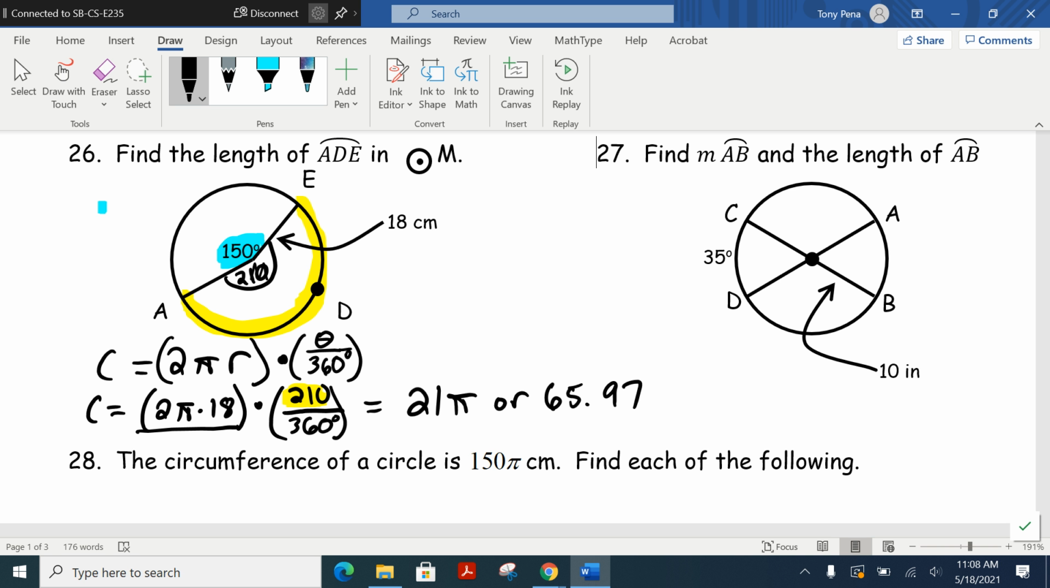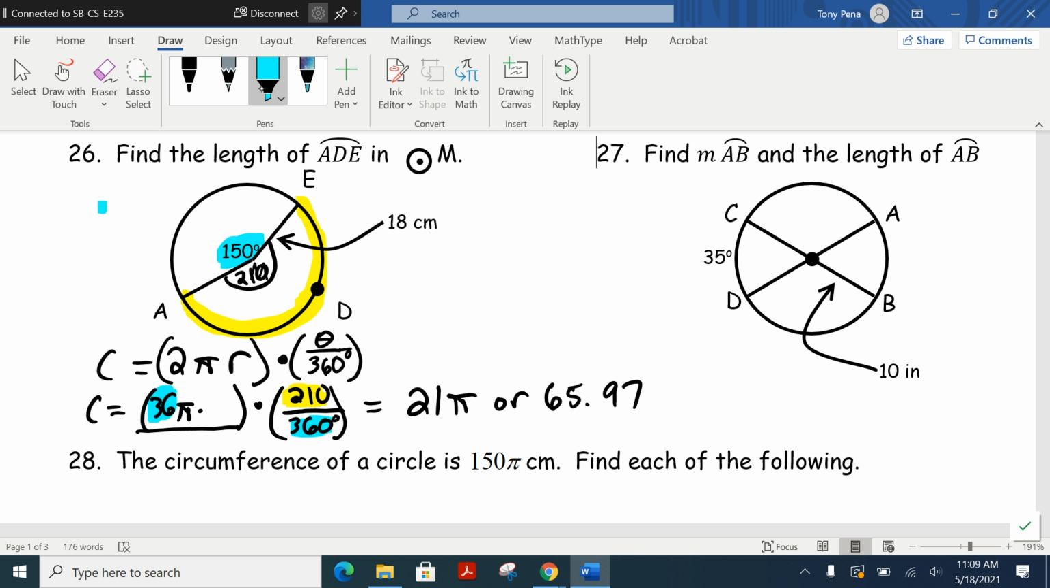Okay, yeah, Jake. How'd I get what? So I kind of did it in my head a little bit. What's 2 times 18? All right, so I'm going to erase this, put a 36 in there. And then I just did what's 36 divided by 360, and I knew that reduced down to be 1/10. And then 1/10 of 210 is 21. And I still have the pi hanging out there.